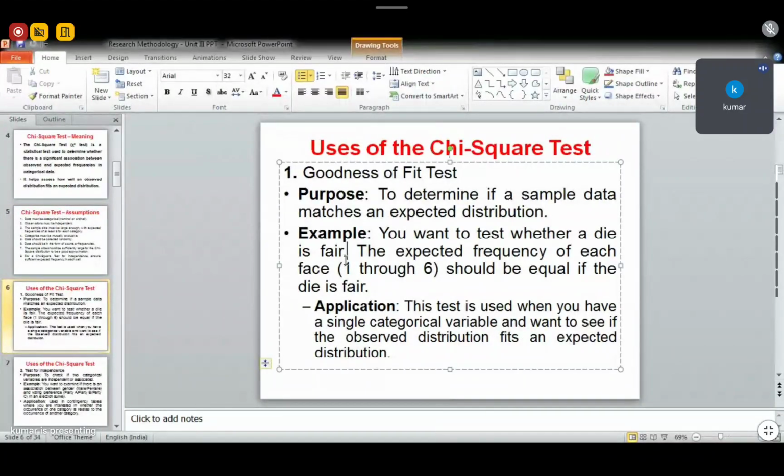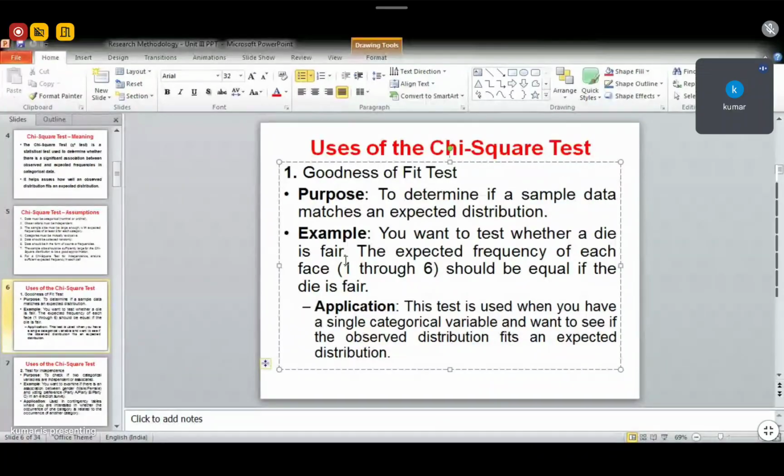Now the uses of the chi-square test. The first use is the goodness of fit test, which means to determine if a particular sample data matches an expected distribution. For example, if you want to test whether a die is a fair one or not. You know, a die has 6 faces. To test whether the die is fair or not, you can use the chi-square test.